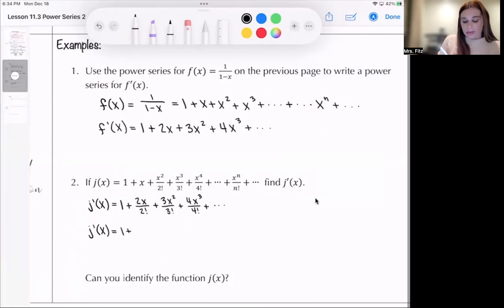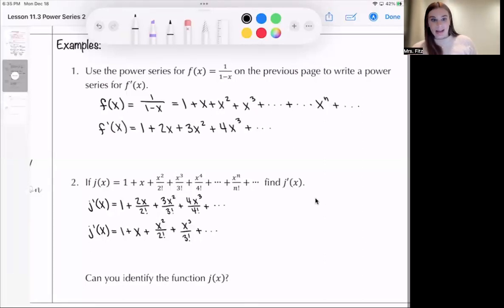This is 1 plus, well, 2x over 2 factorial is just x, plus now 3 over 3 times 2 times 1. You end up with x squared over 2 factorial. Okay, we're going to see a common theme here. Plus, the next one, we have 4x cubed over 4 times 3 times 2 times 1. The 4's cancel out. We're left with x cubed over 3 factorial. And this trend keeps happening.